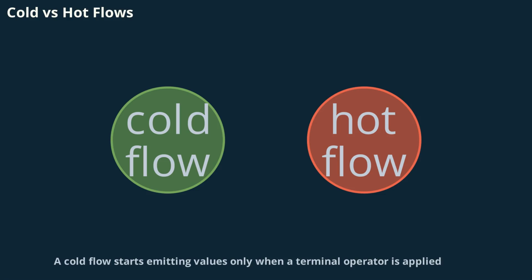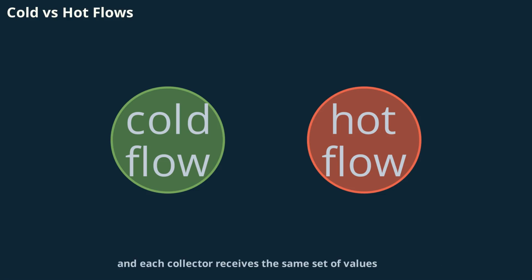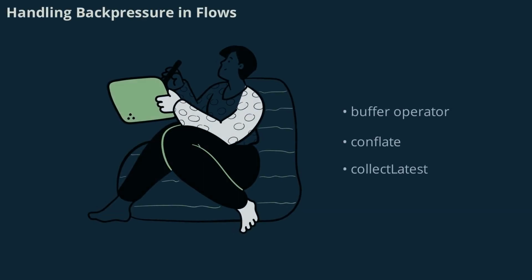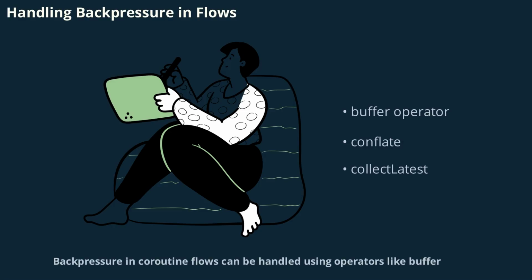A cold flow starts emitting values only when a terminal operator is applied, and each collector receives the same set of values. A hot flow emits values regardless of collectors, and new collectors receive values emitted after they are added. Understanding this distinction is key for stream processing. Backpressure in coroutine flows can be handled using operators like buffer, conflate, or collectLatest. These operators control the rate of emission and consumption of values, preventing overflow or slowdowns due to backpressure.